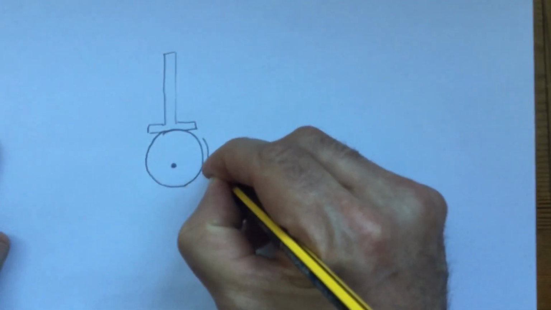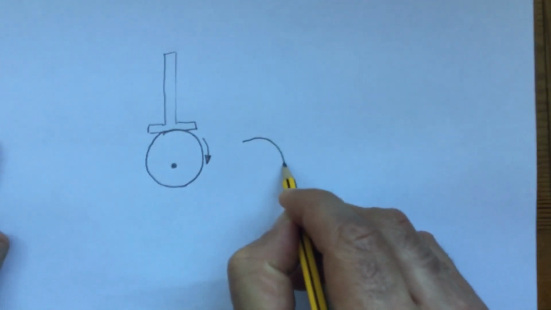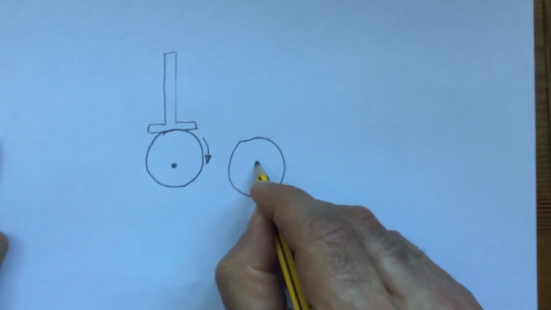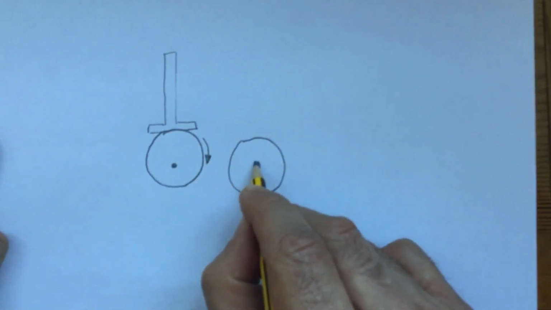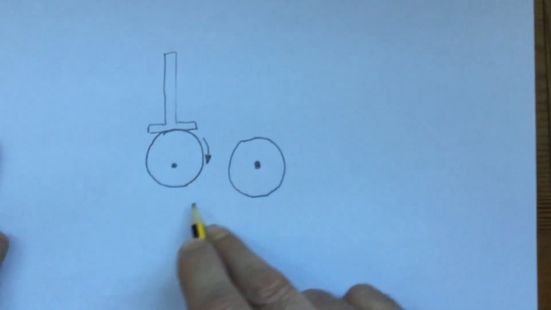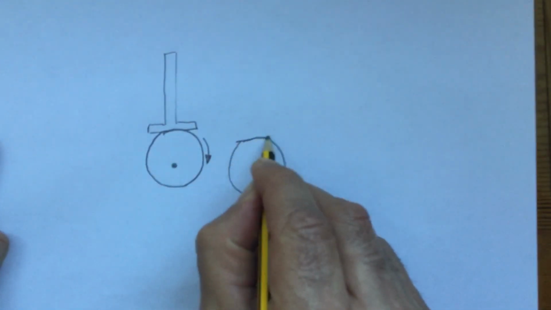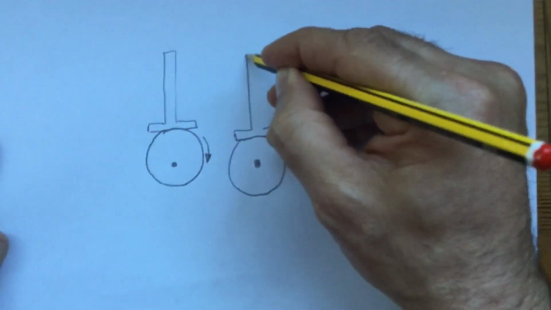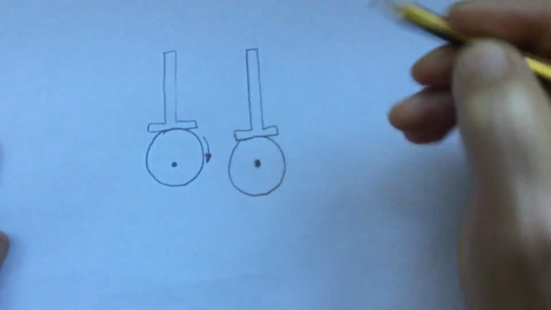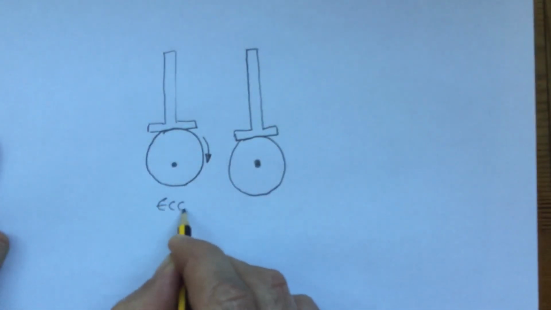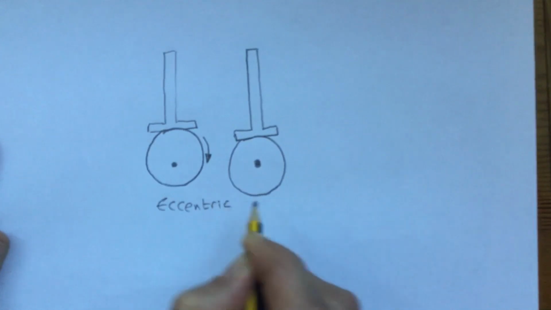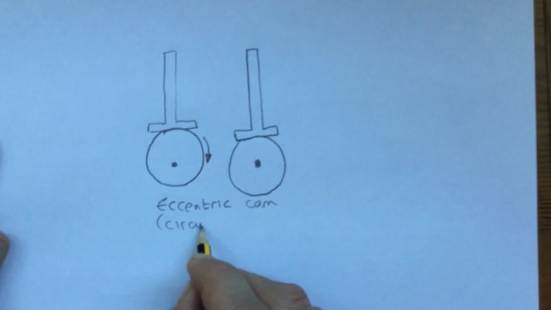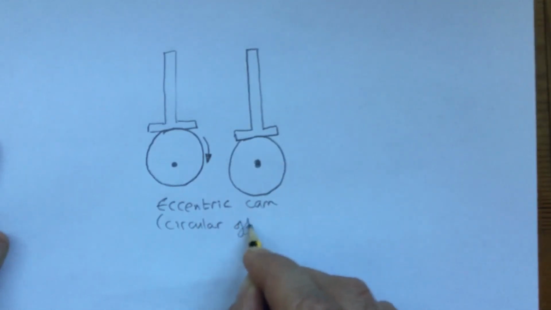So imagine it rotating. I'll draw it again in a different position. Obviously the shaft stays where it is at that same level there, but this time it's rotated round through 180 degrees and the follower now is lower. So as I say, that's called an eccentric cam. It means circular and off centre.